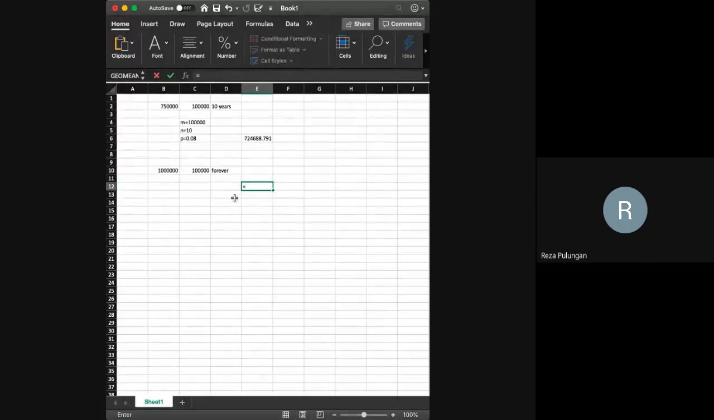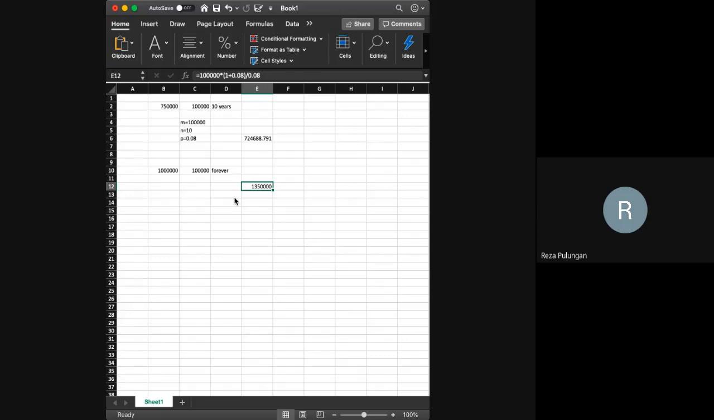Let's try to calculate this one. Okay, now if this is forever, then the formula will be around m. You remember the formula, m, $100,000, multiplied by 1 plus 0.08 divided by 0.08. So this is the result.